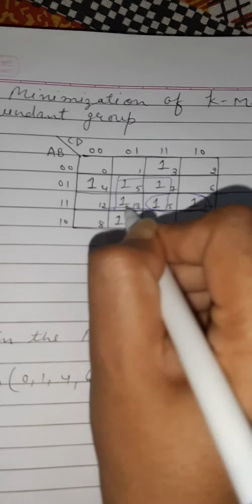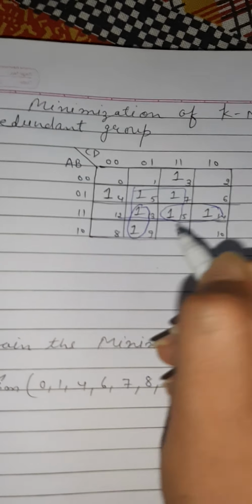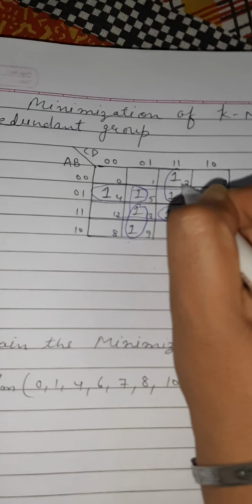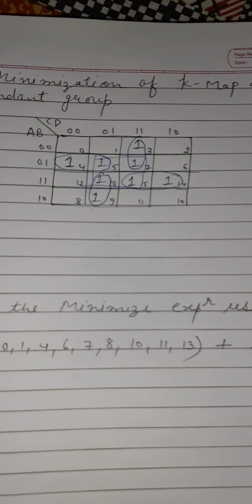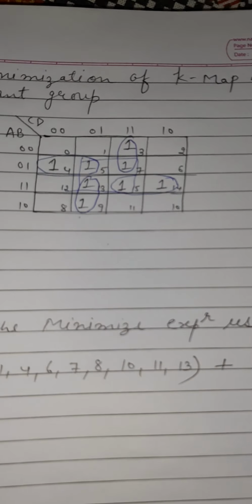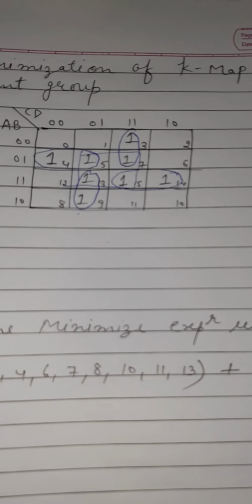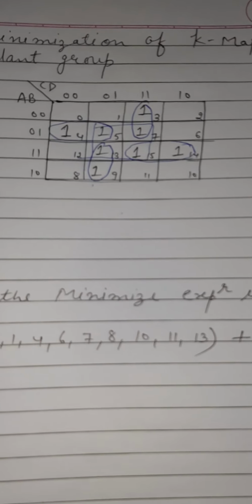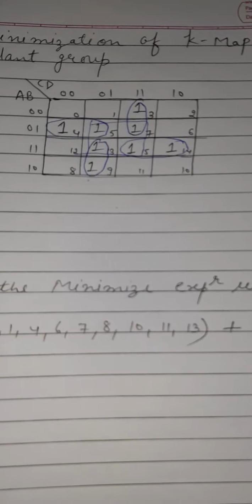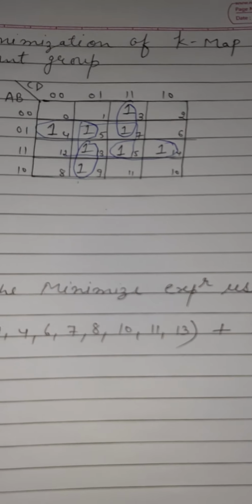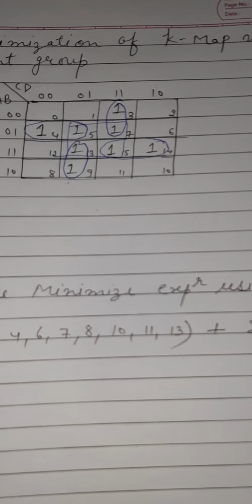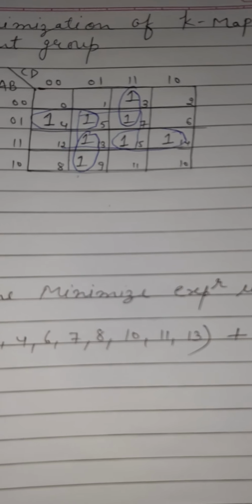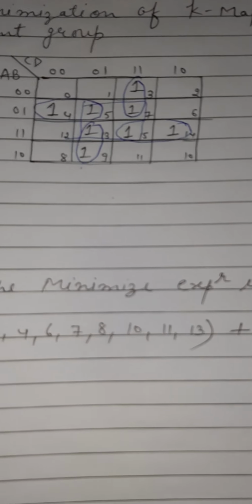So for this one, it is a group pair. For this one, this is a pair. For this one, this is a pair. For this one, this is a pair. Now check the quad. All 4 ones of this quad are used in other groups, so this quad is useless. This quad is called a redundant group, and we can remove it. All the possible groups are here, the 4 pairs only.